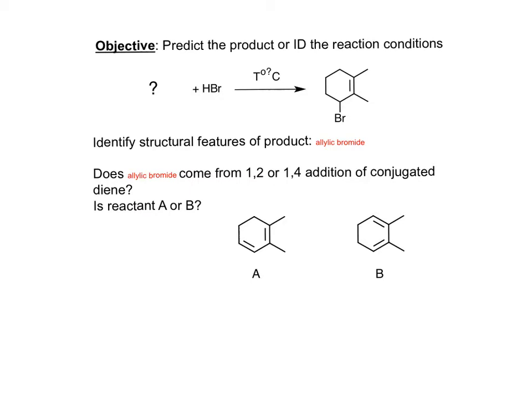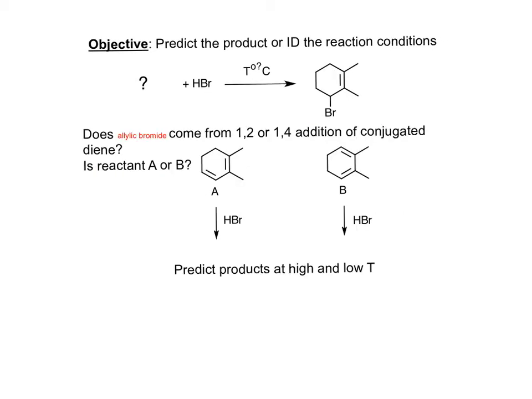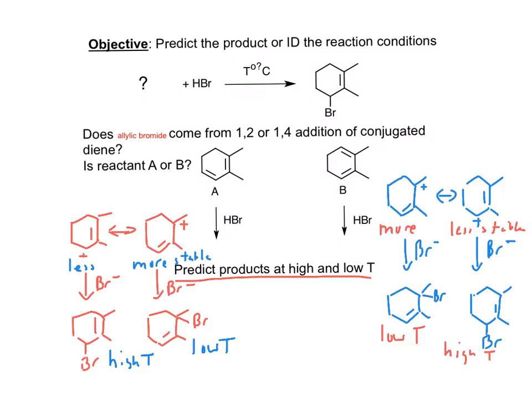So let's work backwards. To make this allylic bromide, which conjugated diene would you start with? So stop the video and consider whether you would start with A or B. Let's take a look at the next slide to find out. From the previous slide, you predicted the products of each reaction at high and low temperature. So you can either start with reactant A or B, but use high temperature.